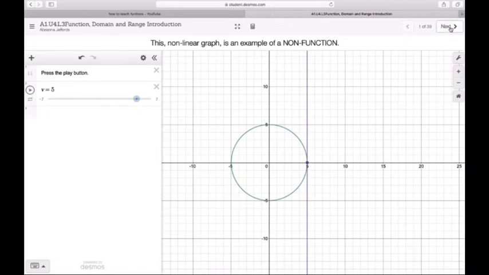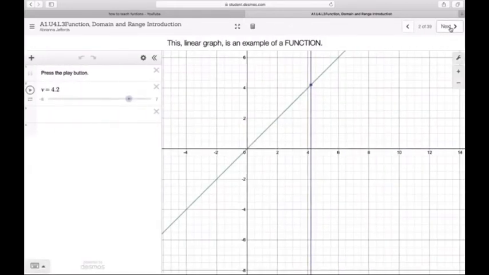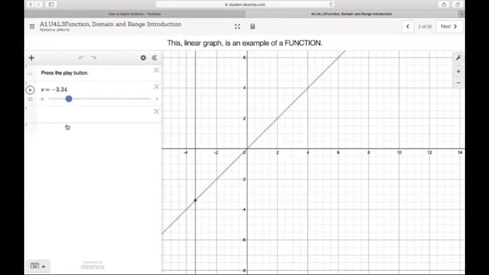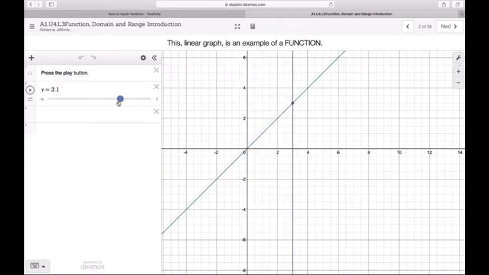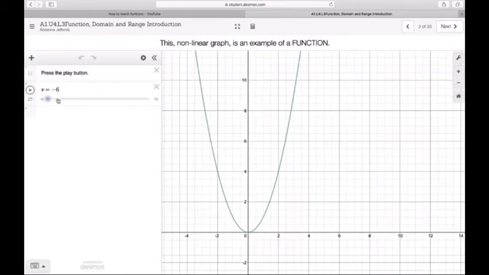So let's see, I'll show another example. This is an example of a function because, as you see, it is only 1 point on the graph, on one line. Let's continue. Here, exactly, this is a function too, because it's one line.